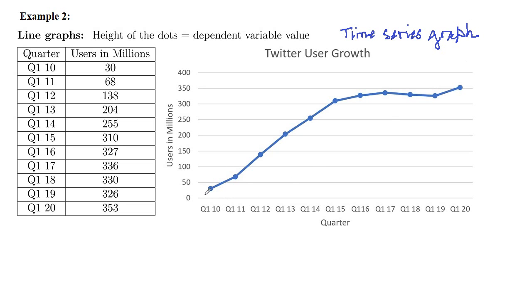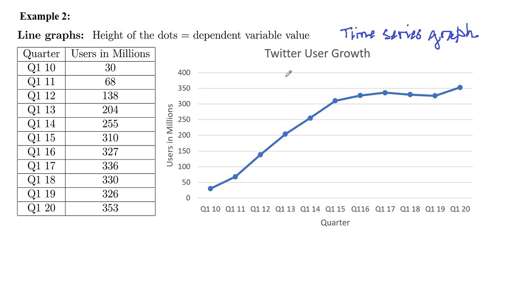So notice here that Twitter had pretty strong growth in users from 2010 up to about 2015, and then it kind of levels off here and really doesn't grow very much. You got a little bump from 2019 to 2020, but we see growth and then leveling off mainly. It's easy to see those patterns of the dependent variable over time when you're looking at a line graph.